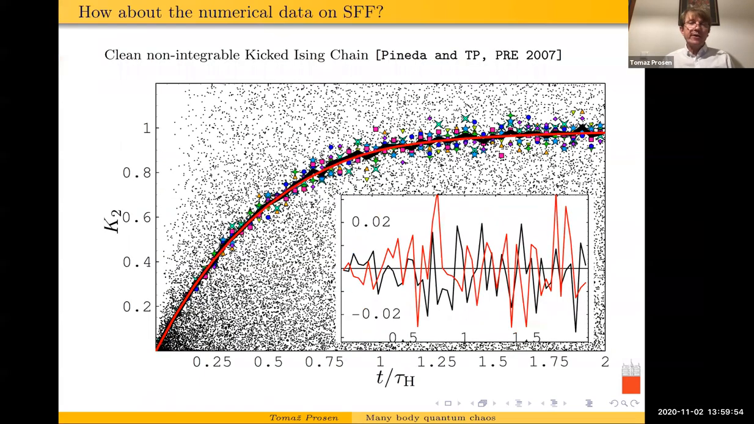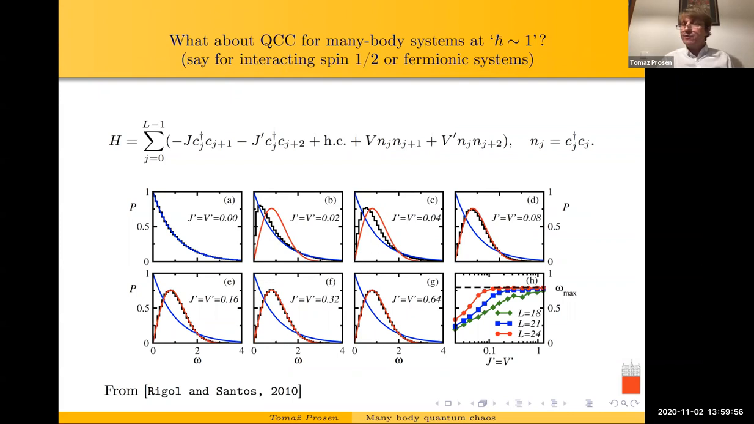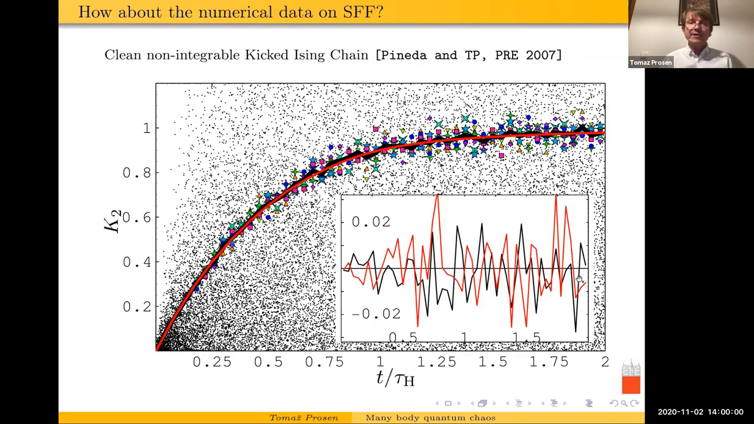Right, so the point of my talk is basically to show that we have models for which we can show these connections. Okay, now let's go back to Floquet systems. This was just a short excursion into Hamiltonian systems. For Floquet systems, I will now just show some numerics on the spectral form factor in the kicked Ising chain, which is the model that I'm going to discuss later.